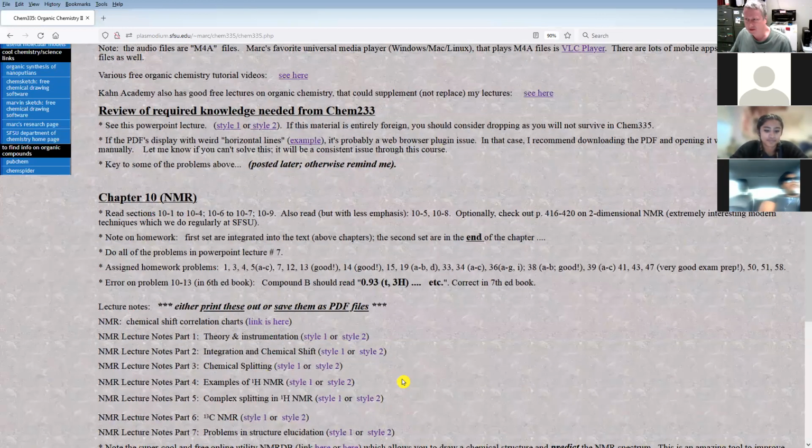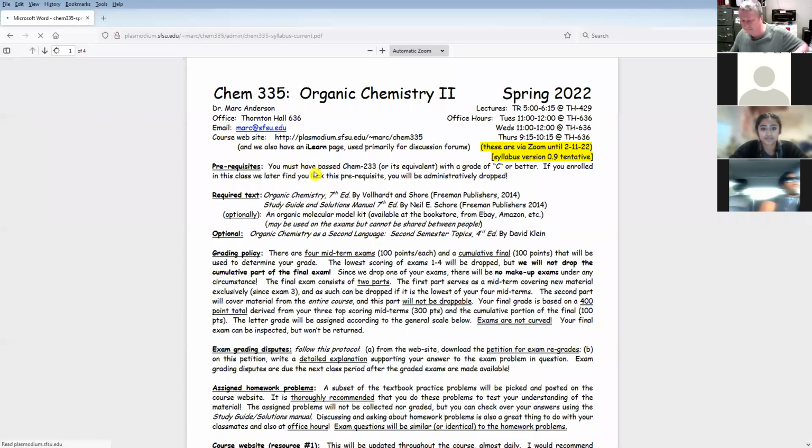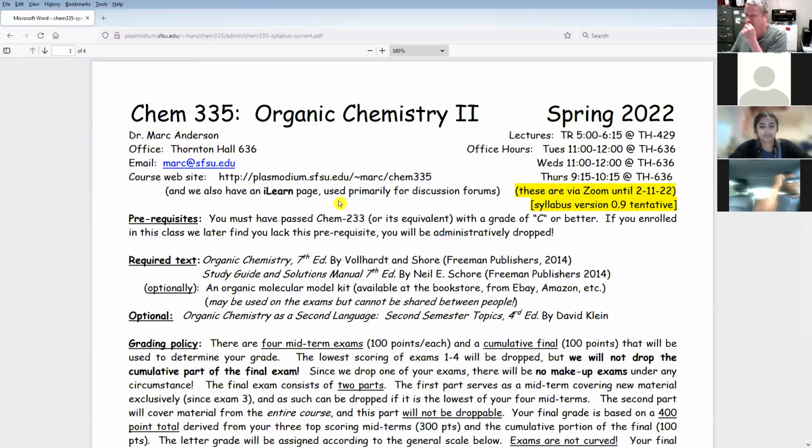Okay, so where's the syllabus? The syllabus is on the top left here, and let's go through the syllabus. Okay, so as you guys know, the course is going to be on Zoom for a couple weeks, and then we're going to go back to in-person. If you are assuming the whole course is remote, you won't be able to complete this course because all the exams and everything are going to be in person. Anyway, we're Tuesday, Thursday, 5 to 6:15.